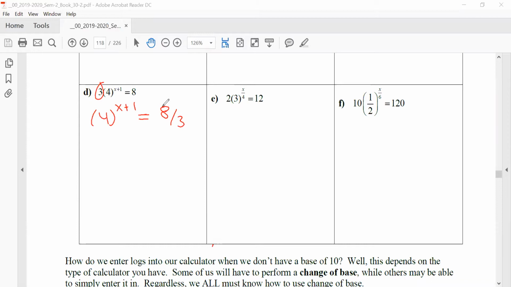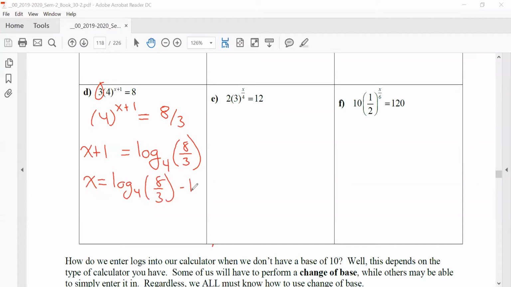Then I say to myself, can I make the bases the same? Nope. So I have to turn it into a logarithm. So base stays the same. My base right now is the 4. And the other two parts switch. So the x plus 1, I'm now able to isolate. And my argument of my logarithm is 8/3. And I'm almost done. I say, I got to get x by itself. So the inverse of adding 1 is subtracting 1. So I'm going to subtract 1 from both sides. And there it is. Now again, I'm going to put that in my calculator.